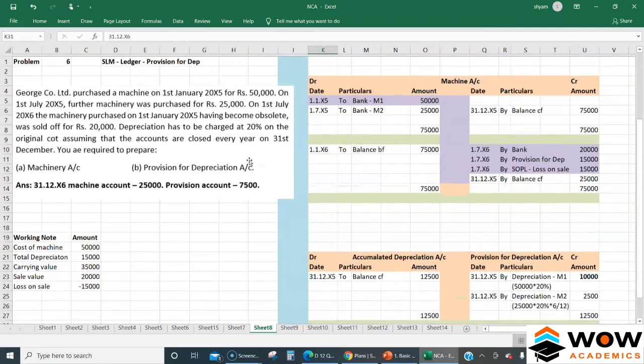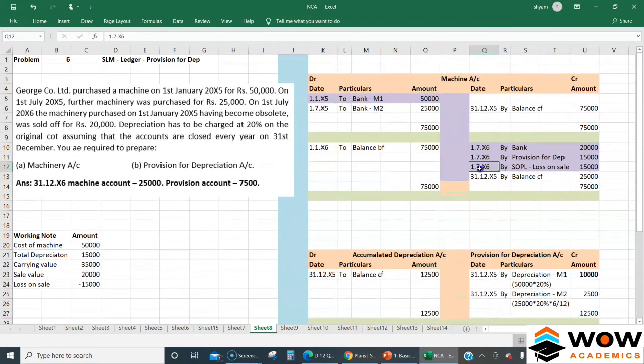Be very careful whenever you are selling a machine. The total value of the amount which we got, the depreciation on it, and the sale or profit, all these amounts should tally with the bank account. The purchase price should match with the purchase price. So that's about this problem. We'll move on to the next one.